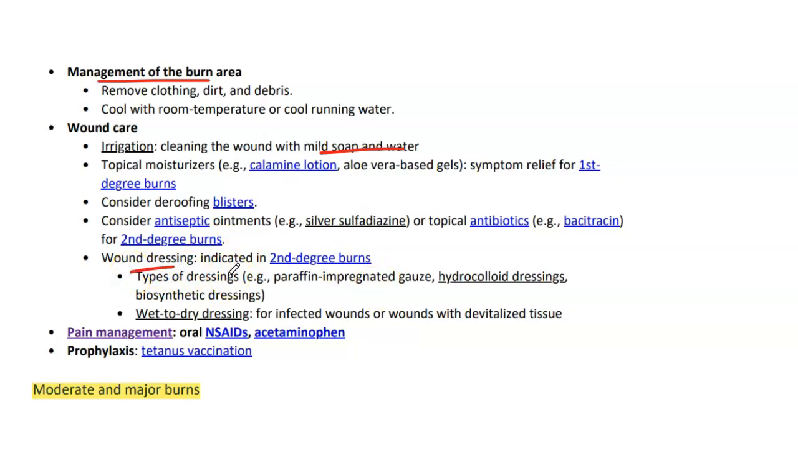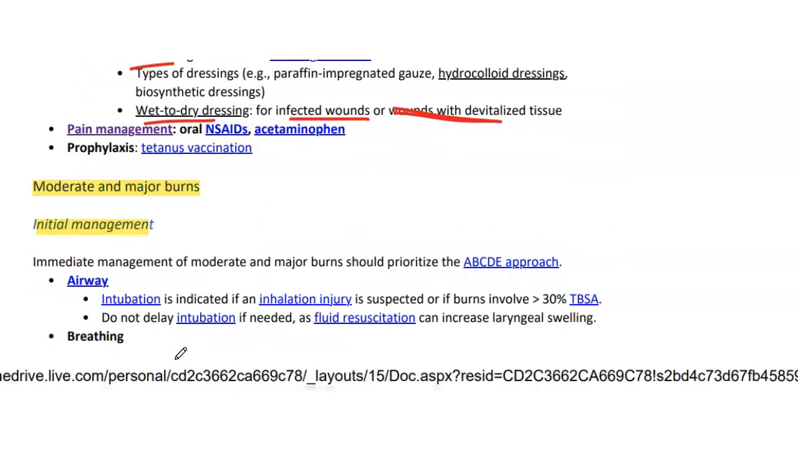Types of dressing include paraffin impregnated gauze, hydrocolloid dressing, biosynthetic dressing, and wet to dry dressing. These are indicated for patients having infected wounds or wounds with devitalized tissue. Pain management can be done with acetaminophen, and prophylaxis of tetanus is given with tetanus vaccine.